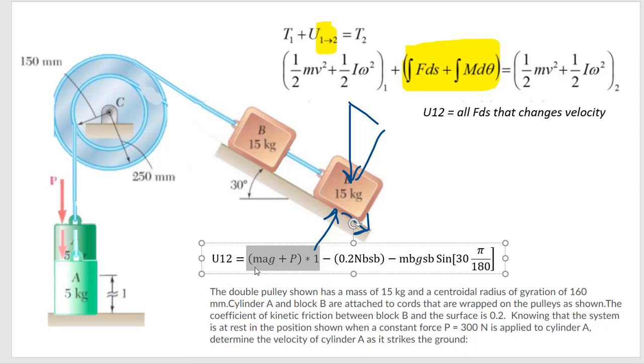And to understand if this is going to be positive work or negative work, ask yourself, does this force make my velocity faster or slower? In this case, it's making my final velocity faster, so it's going to be positive. This is making my kinetic energy larger.